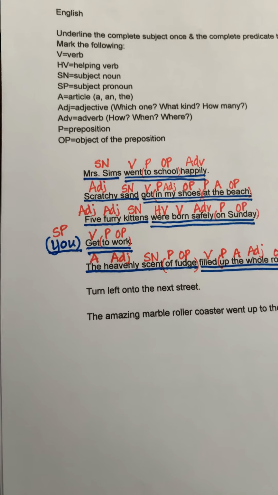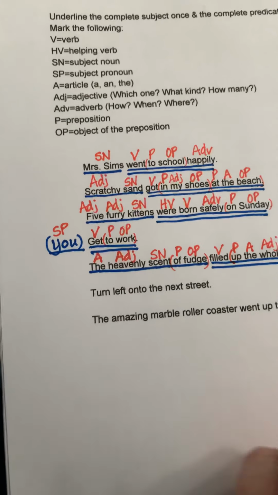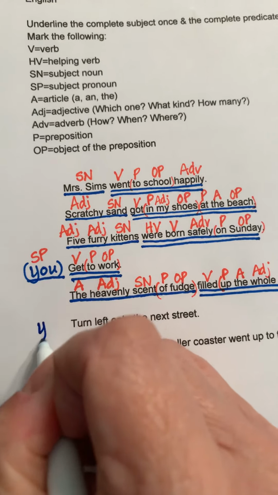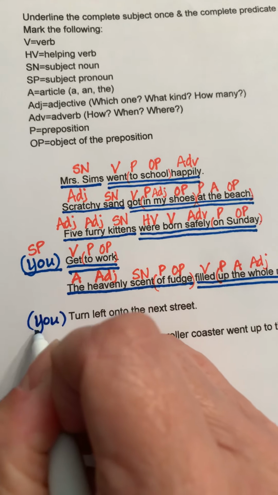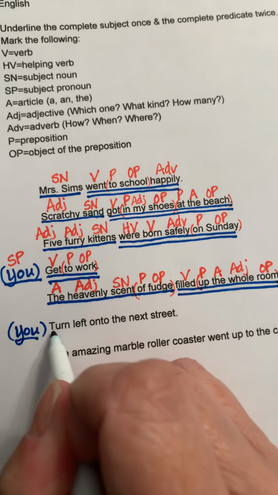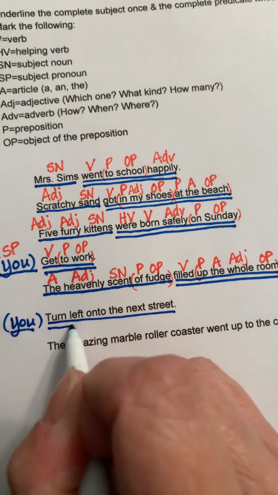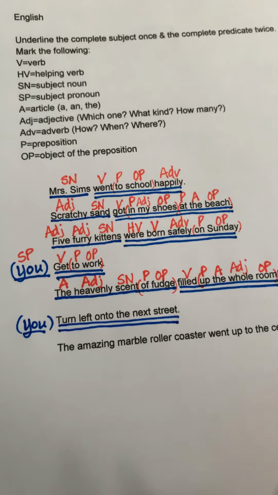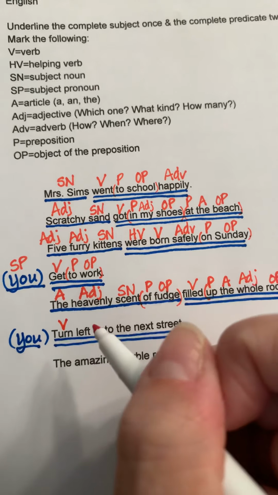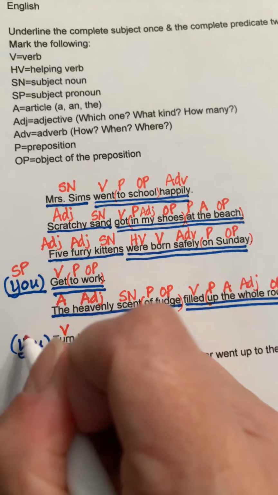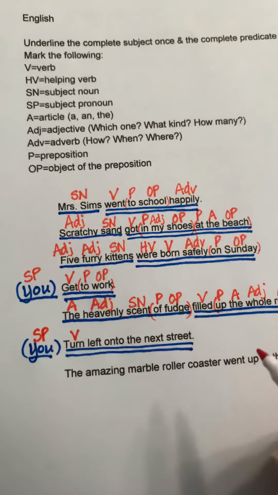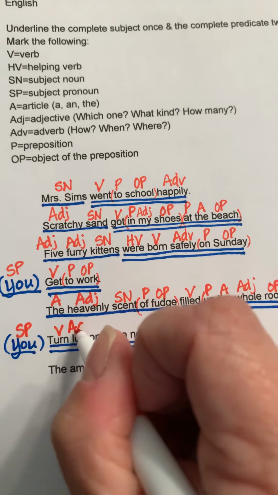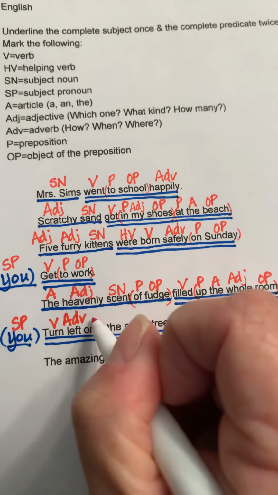Okay. Next, turn left onto the next street. Who or what is our sentence about? Hopefully you said you. And what is being said about you? Turn left onto the next street. So our verb, our action is turn. Who turn? You, subject pronoun. Turn where? Left is an adverb.